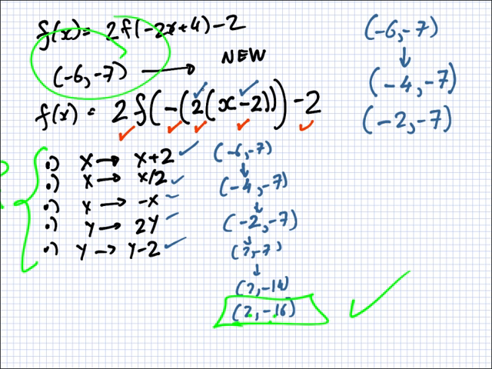Yes? Okay, now the minus flips it around. So that becomes 2 minus 7. Yeah? And then the 2 here makes it 2 minus 14. And then here, 2.